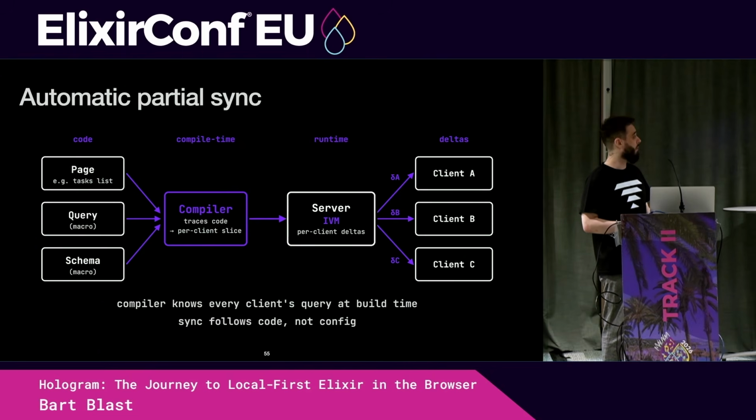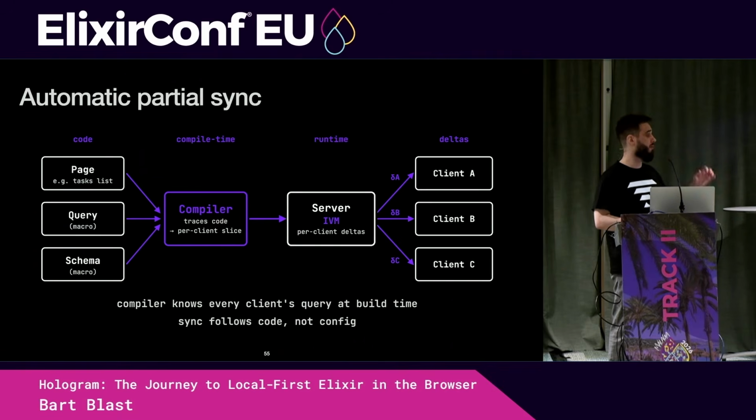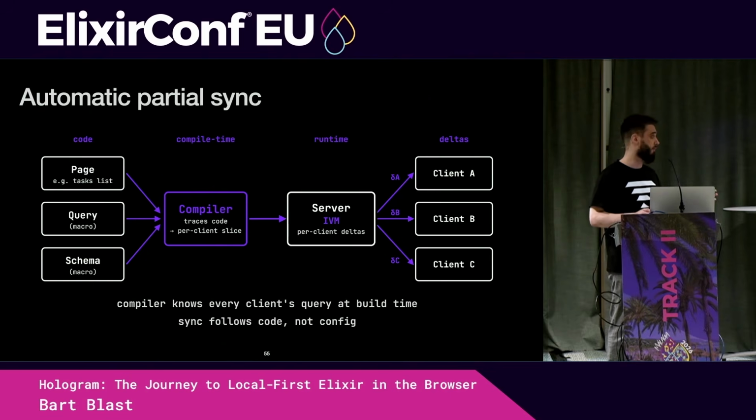Take automatic partial sync. Imagine your UI shows a list of tasks. The compiler can trace it. I mean, your schema and query are both macros, compile time code, not runtime strings or config files. When the page uses the query, the compiler can trace it through the schema all the way to the exact slice of data that the page needs. Nothing to declare, nothing to annotate, sync would follow the code, not config.